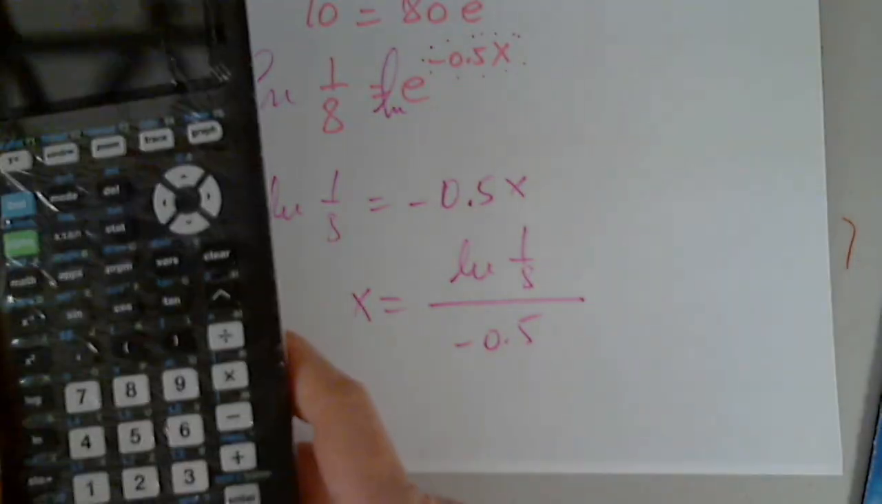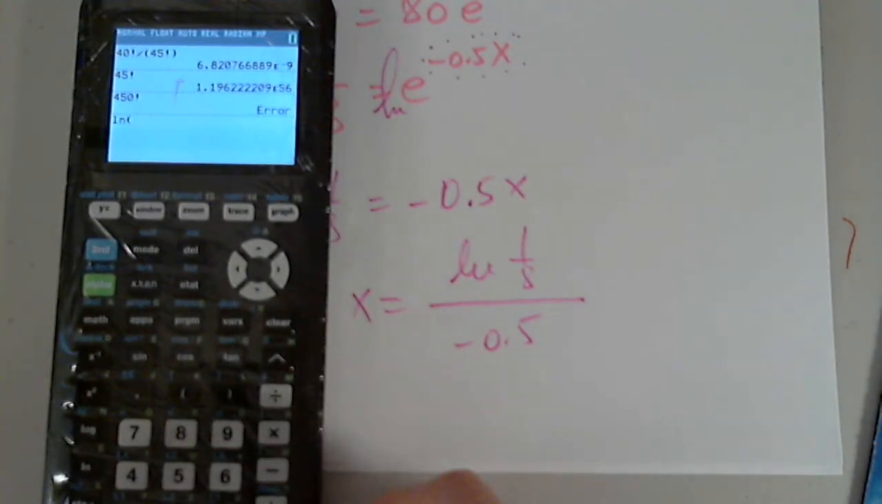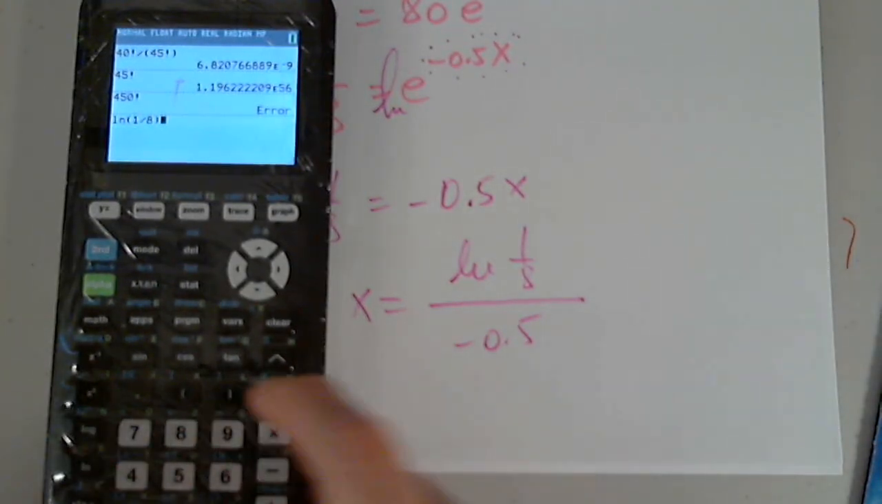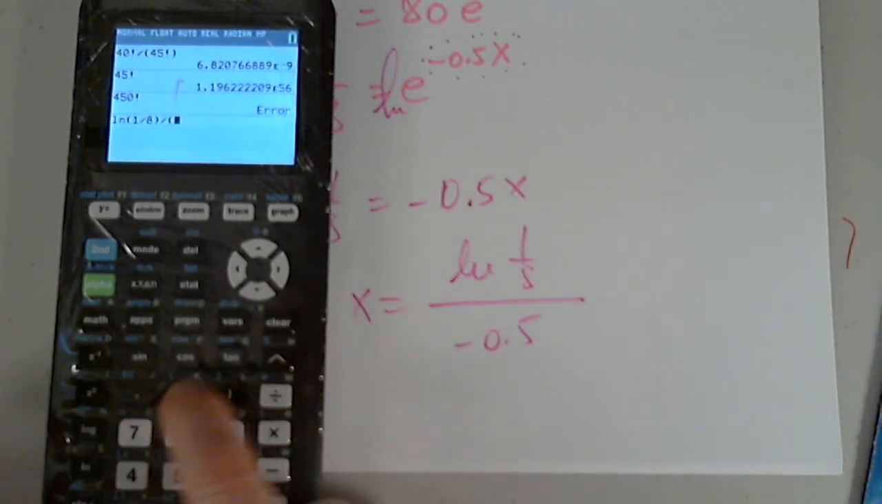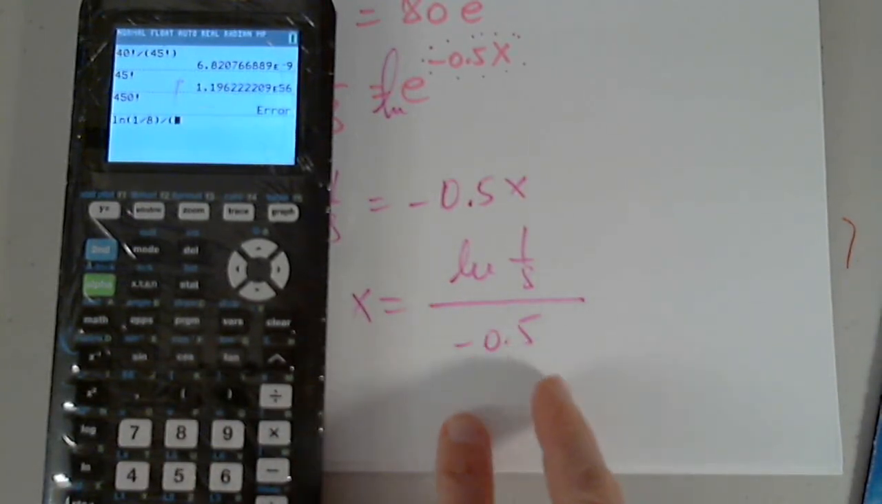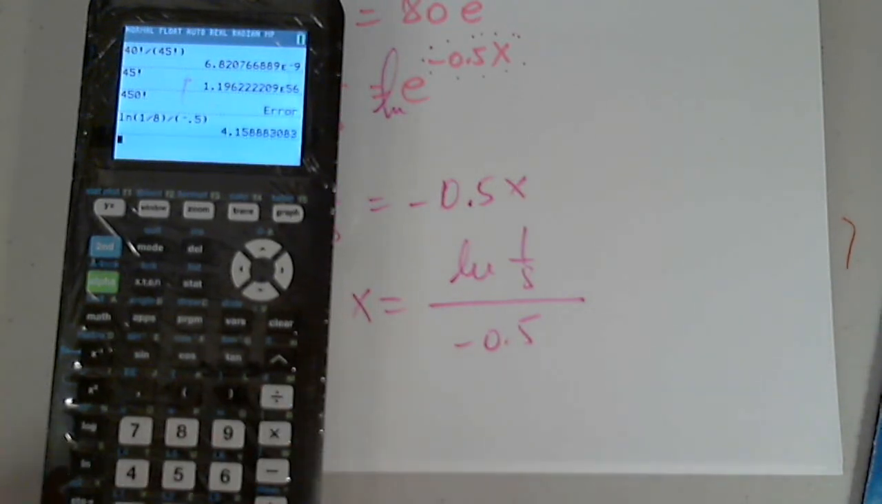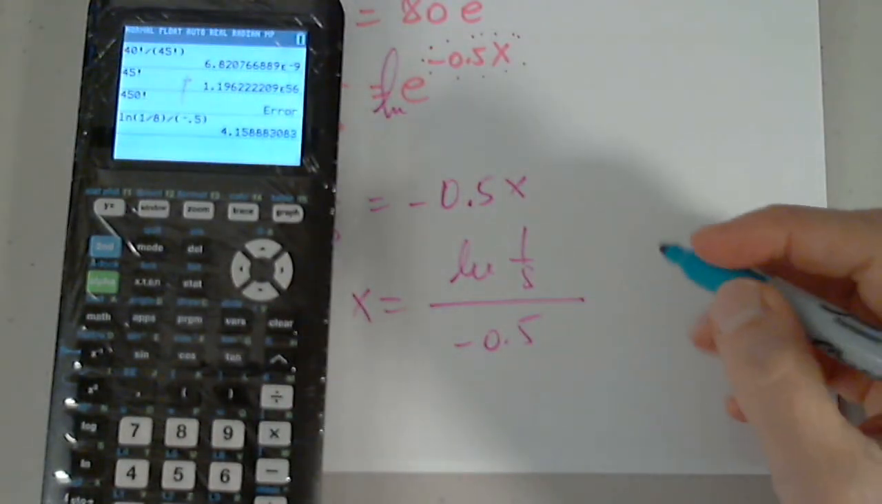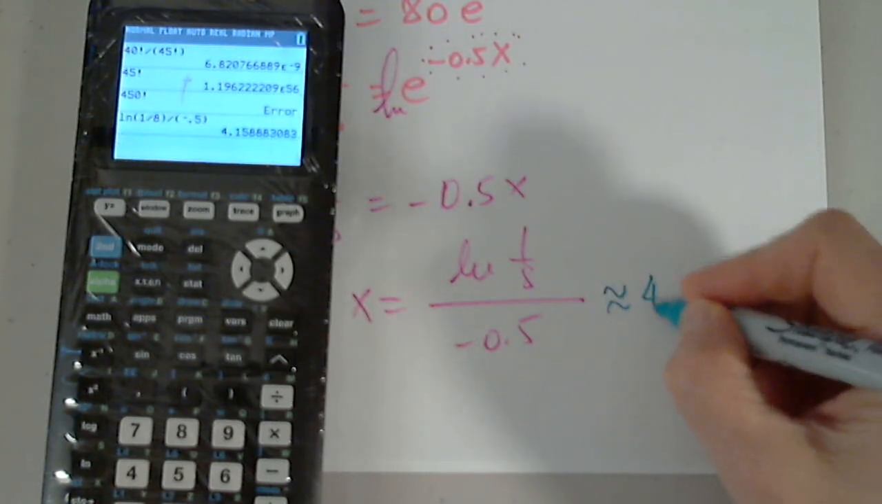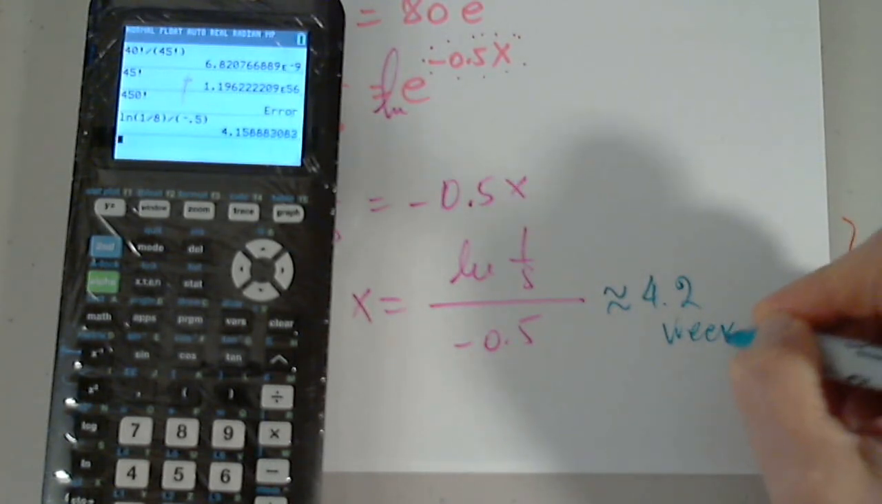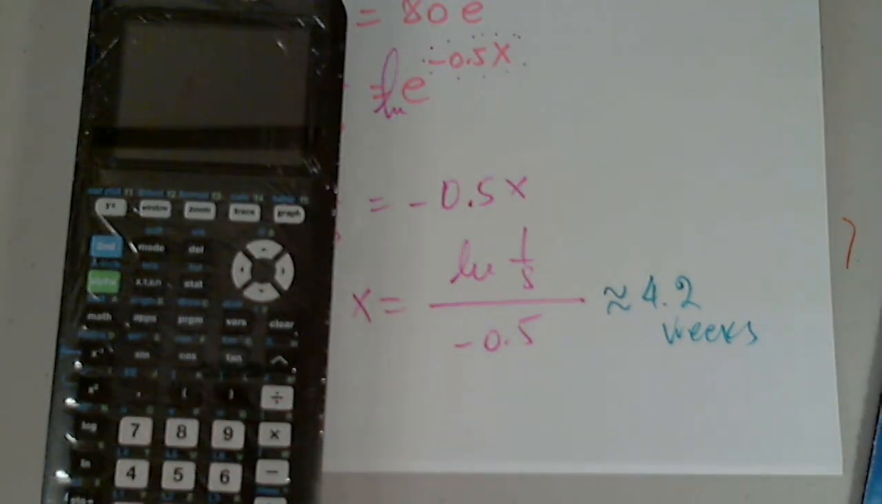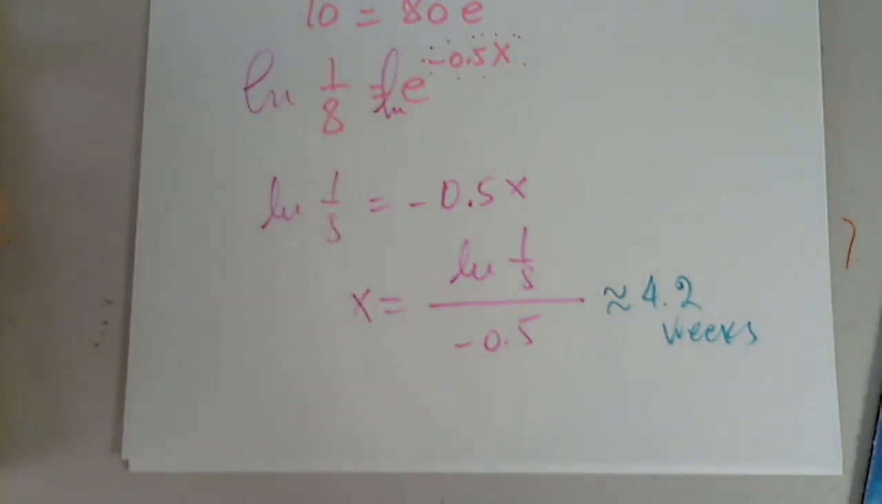Good, so in the calculator, natural log 1 divided by 8, close the parenthesis, divide by, in parentheses, don't forget parentheses around the denominator, negative 0.5. So 4.2, roughly 4.2 weeks. Any questions on this? Any questions?